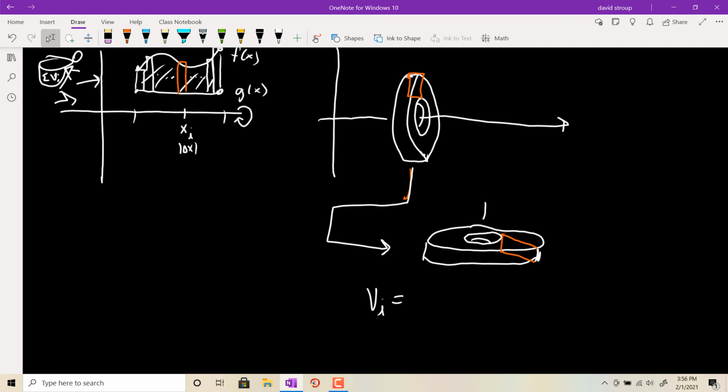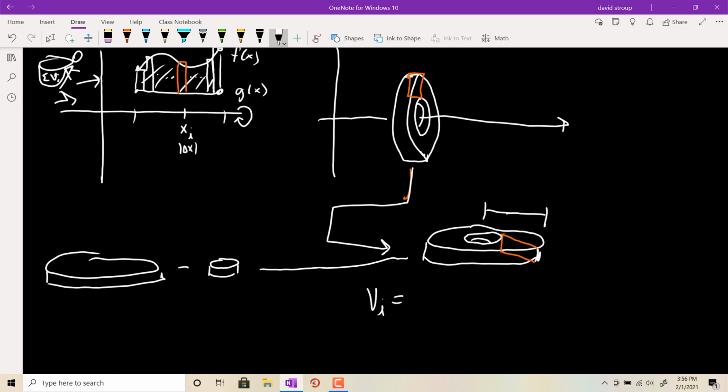So I need to figure out the volume of the big guy, which will have one radius. You're finding the radius of this bigger cylinder, and then you're subtracting away the volume of the hole, and what you end up with is this guy, right?